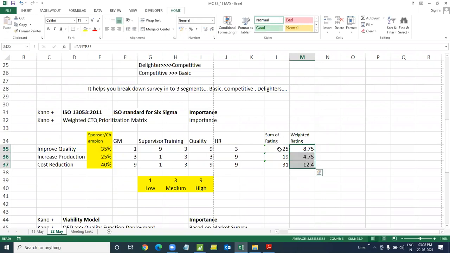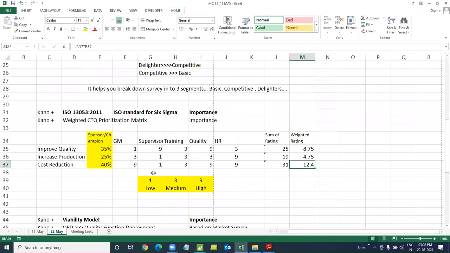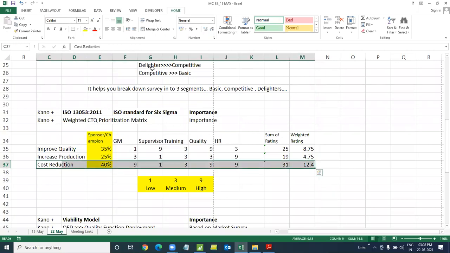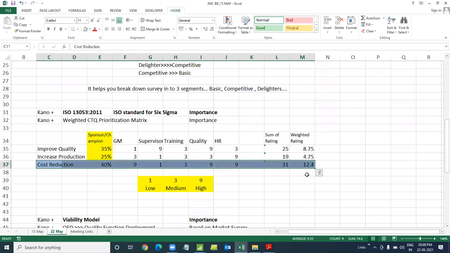Finally, given the current scheme of things, these are people who are related with the business, who are going to do something to the business, and these are the key stakeholders. A combination of that is taken. Technically, I know for sure the biggest project that you should be working on is this one, which is the cost reduction. It's got the maximum weighted rating, then the second project, and then the third project. So you can select a project through the weighted CTQ prioritization method. This is how it's done.